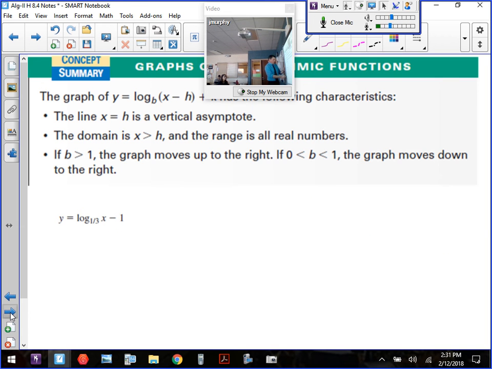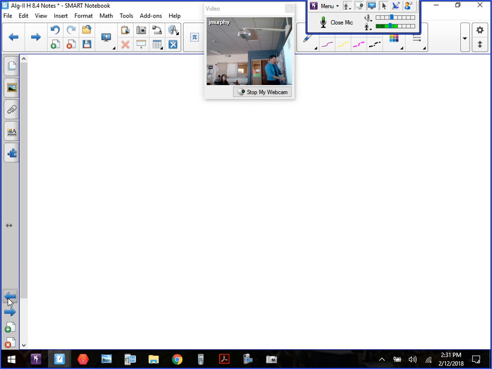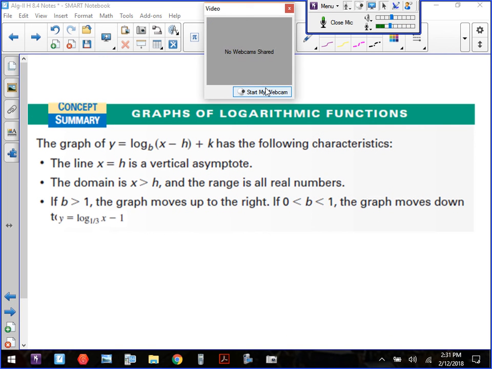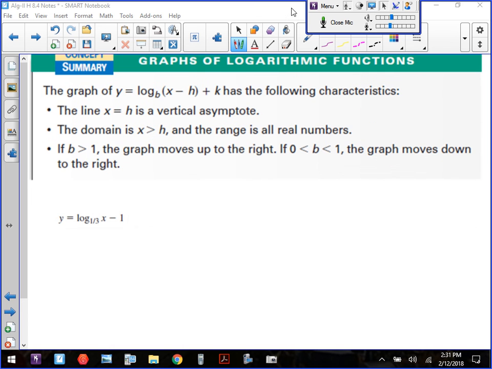Okay. Which means we can do this. We can do some graphing. Yay! So this is super, super easy.